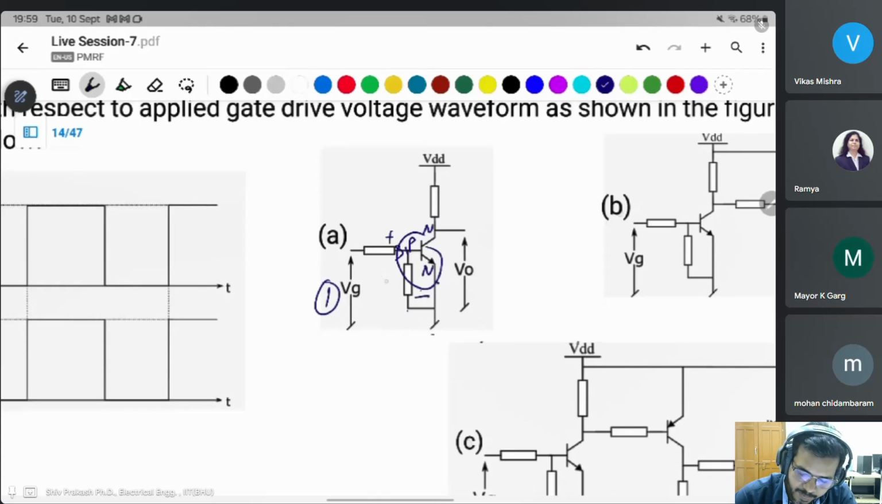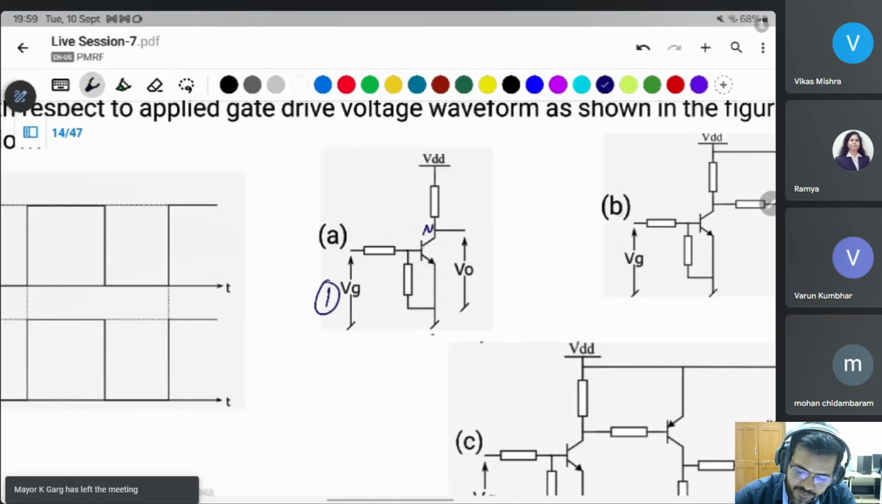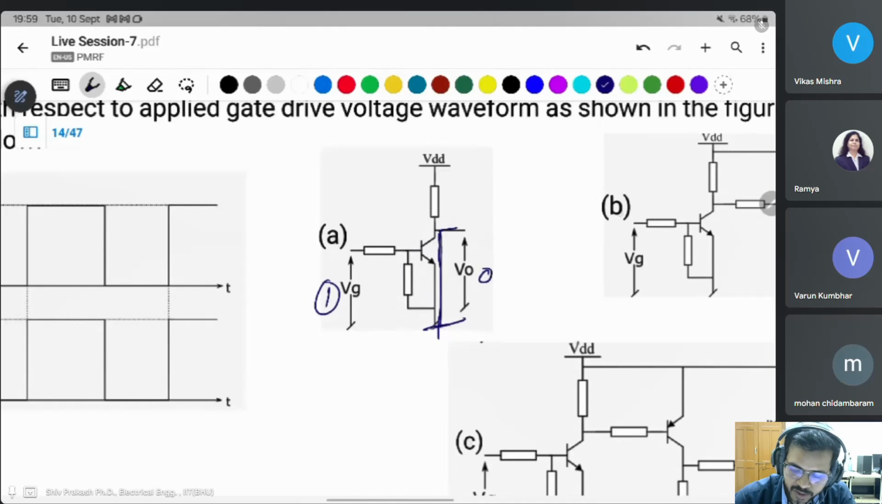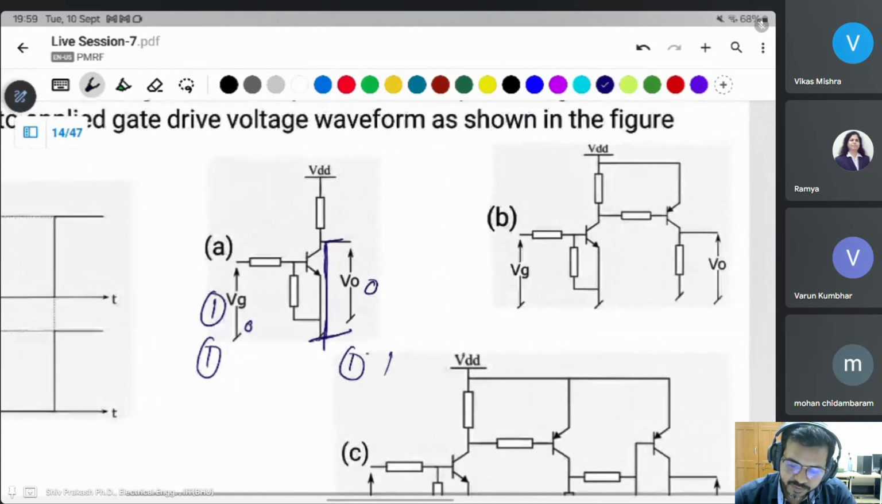You can say VE VB. If this is greater than 0.7 volt, then this will be on. If this is on, then what happened? If this is on, the IGBT is on, it means this will be short circuited. This is short circuited to ground, ground is here, output voltage is 0. It means if it is given 1, output is 0. If it is 0, the output is 1. Complementary. This driver is in complementary method.